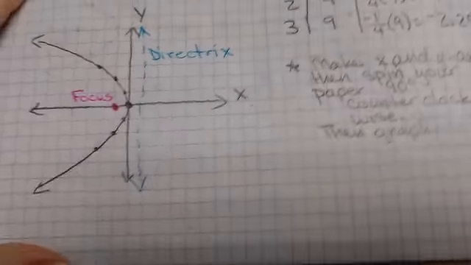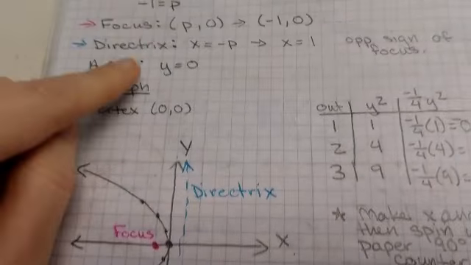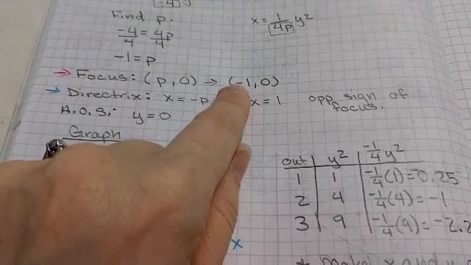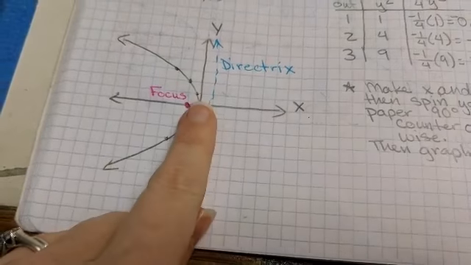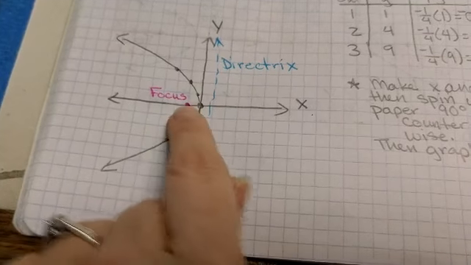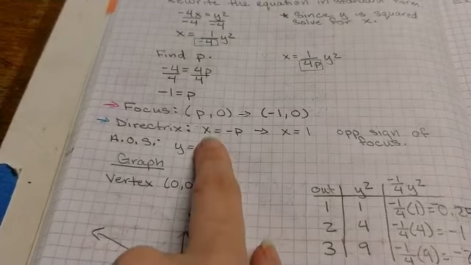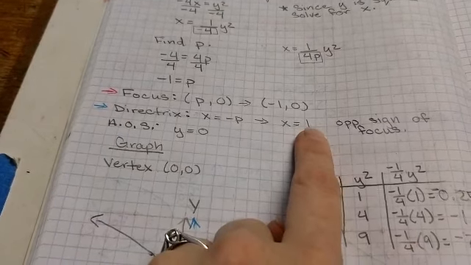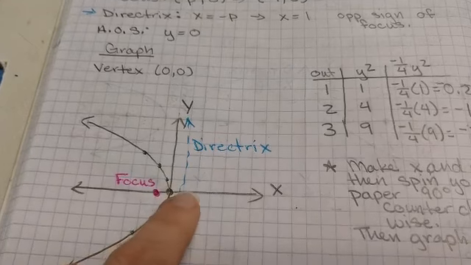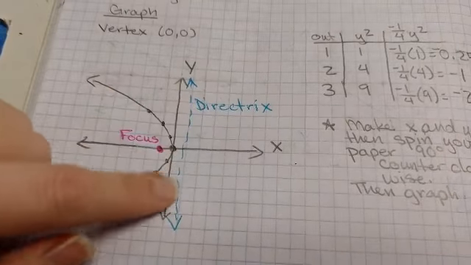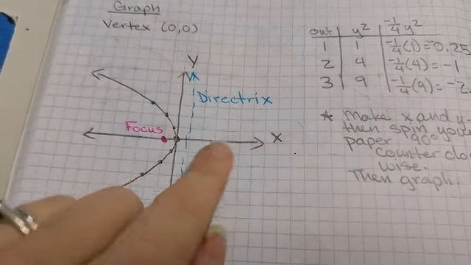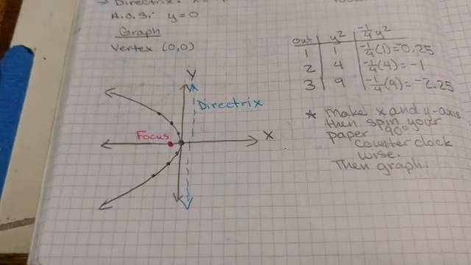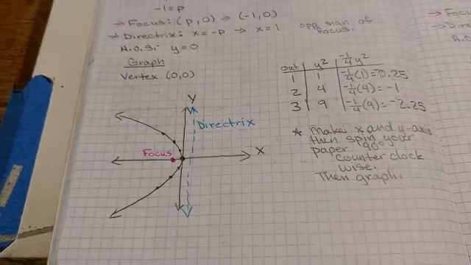So if I come back to the regular direction that my graph should be, it says that my focus should be at -1, 0. So that tells me I'm going to go to the left 1 and put a dot and label it as focus. My directrix is X equals -P. So X equals 1 is what we came up with. So I went to X equals 1, and then I drew a line going up and down through that because it has to be perpendicular to my x-axis, and labeled it as my directrix. So here is the graph for number 1.